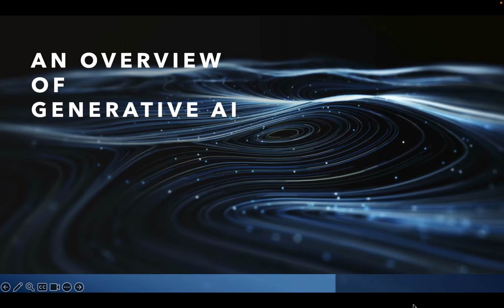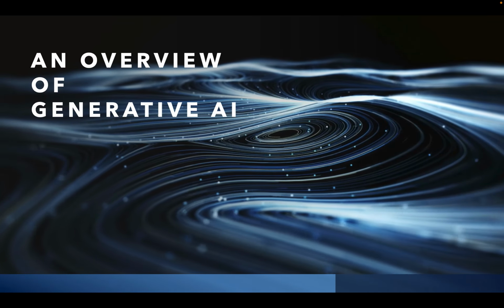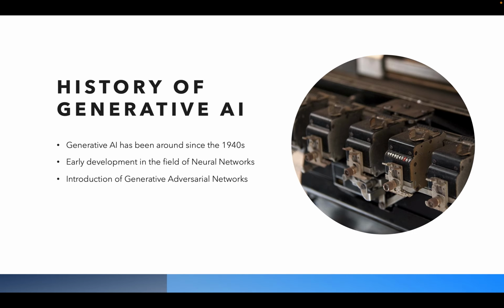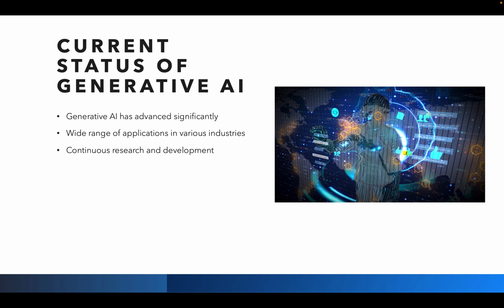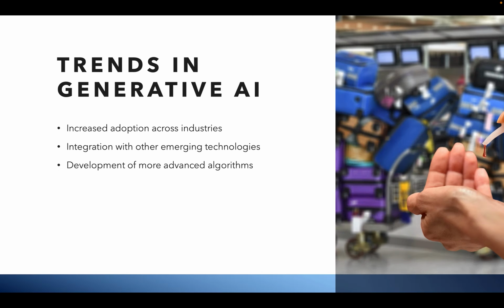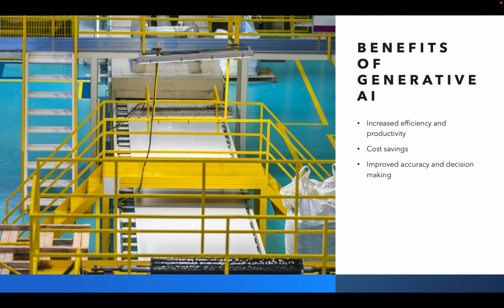Wow, it even gives us some very nice background animations. Okay, now it's talking about the history of generative AI, which has run since the 1940s, with early development in the field of neural networks and the introduction of GAN networks. Nice. Current status: it has advanced significantly, with a wide range of applications and continuous research. Nice. And the trends in generative AI: increased adoption across industries, integration with other emerging technologies, and more advanced algorithm development. Nice. Benefits of generative AI: increased efficiency, productivity, cost savings, and improved accuracy in decision making.